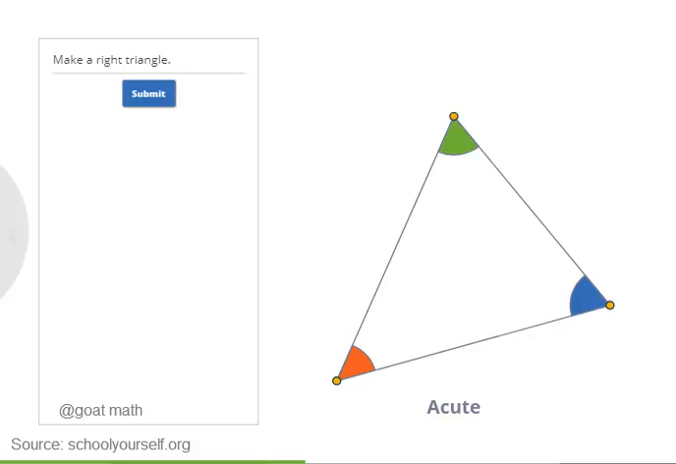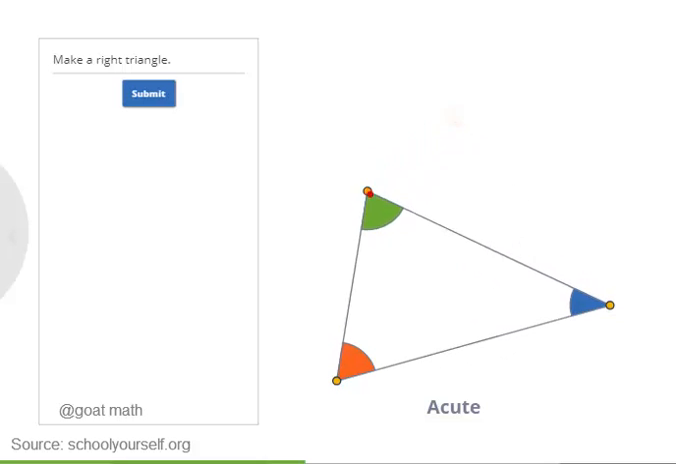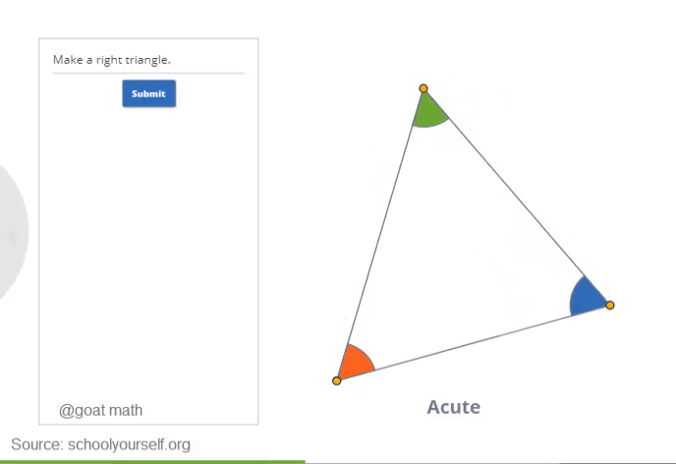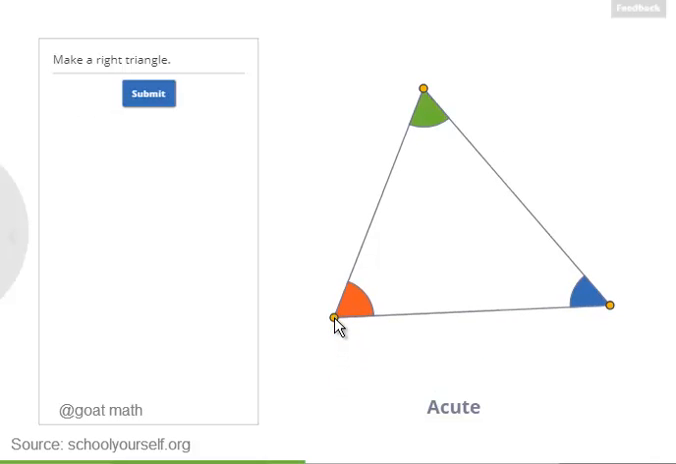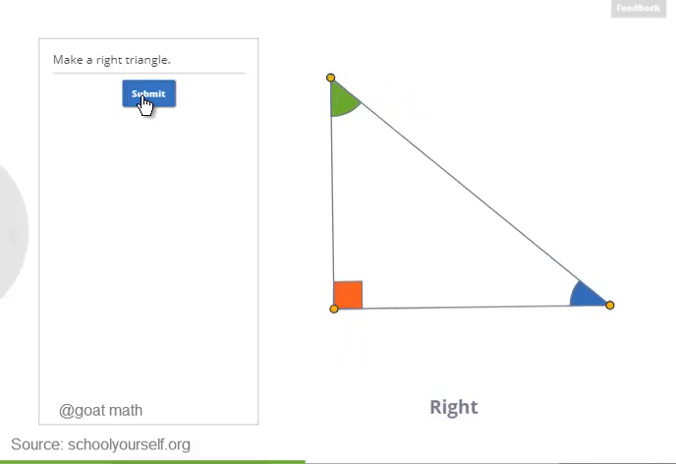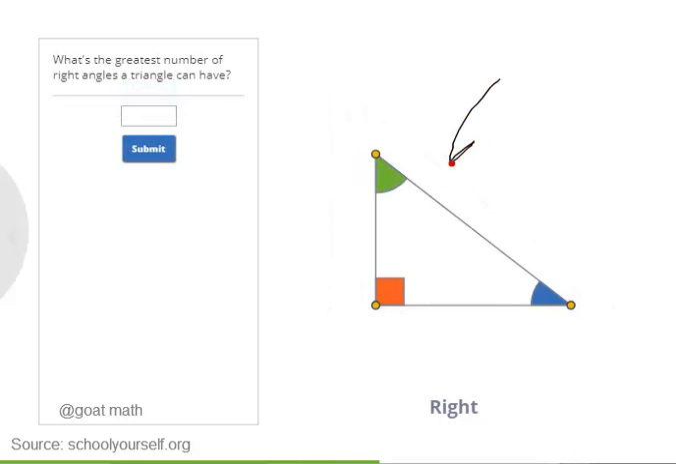Okay, now it's time for you to make your own right, obtuse, and acute triangles. First, try dragging around the three corners, or vertices, of this interactive triangle and make a right triangle. Once you've got one, press the Submit button over here. Great, so here's another example of a right triangle which has exactly one right angle over here. What's the greatest number of right angles a triangle can have?